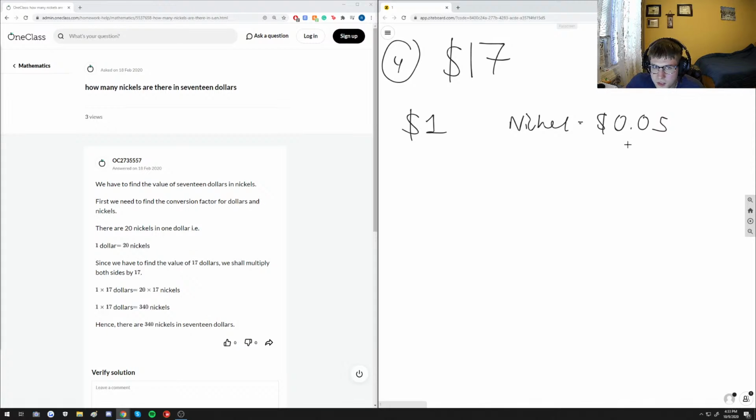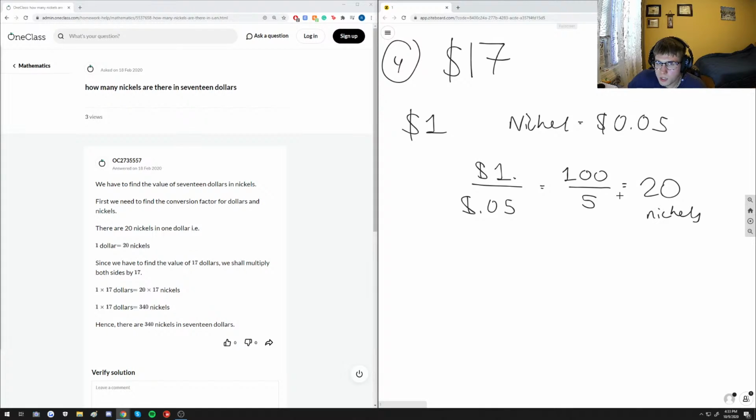Basically, you want to find the number that, when you multiply by 5 cents, you get a dollar. One way of doing that is to just divide the two, and then we can move both numbers by 2 decimal places, as a property of division, in order to get the denominator to be a whole number. So this is the same thing as 100 divided by 5, and we get 20 nickels.